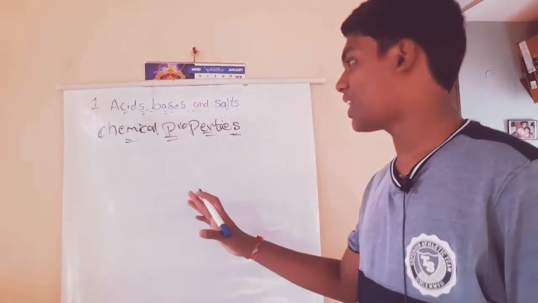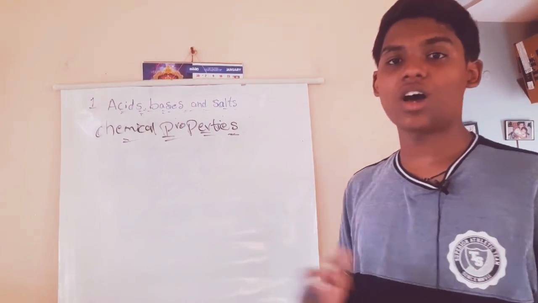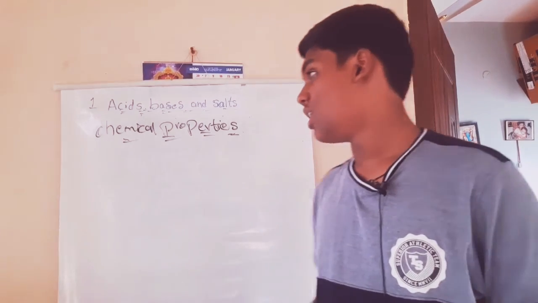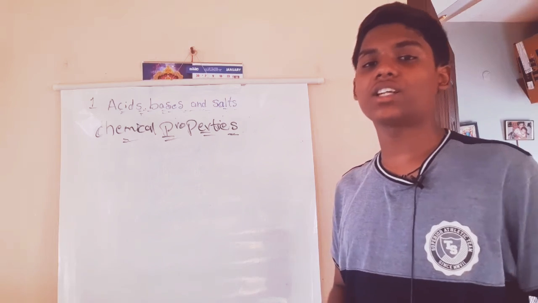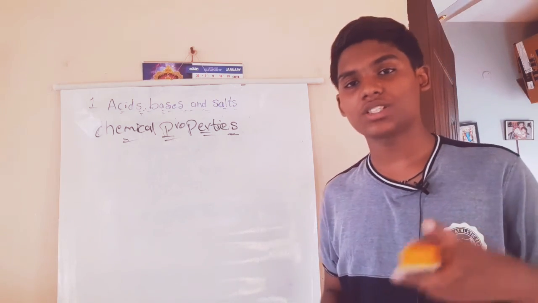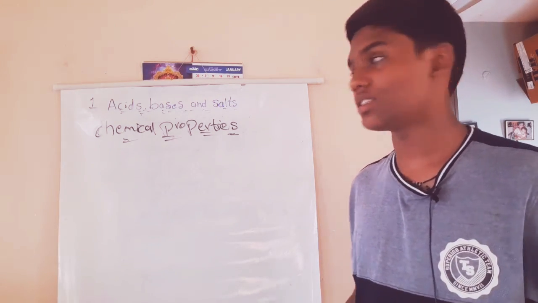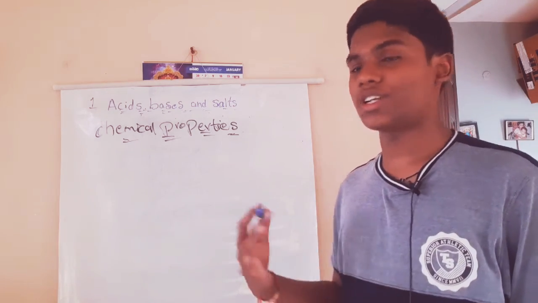Now, acids react with metals to form salt and liberate hydrogen gas. So when the acids react with metals, they form salts and liberate hydrogen gas. Now, what are the examples? Let us see.